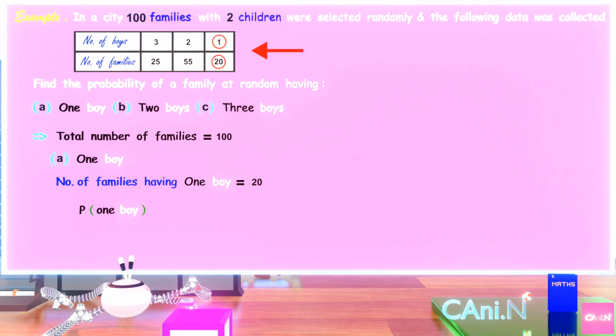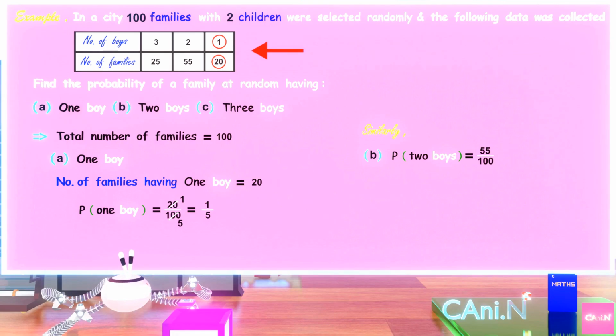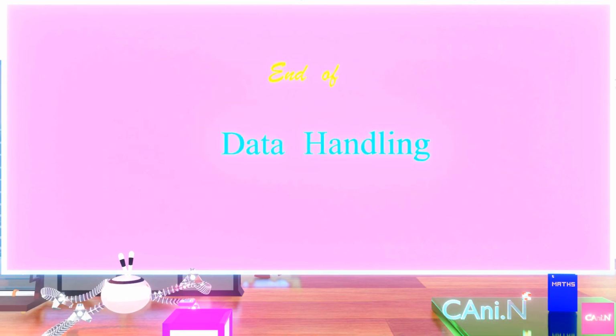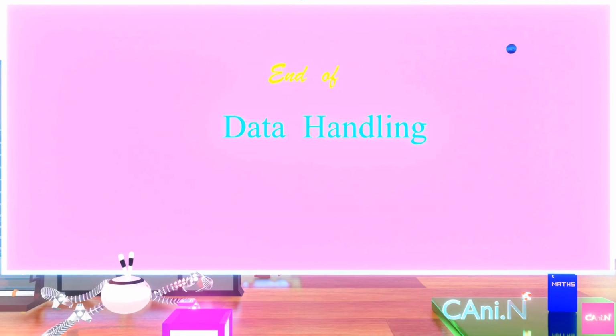Therefore, probability of a family having 1 boy equals 20 by 100 equals 1 by 5. Similarly, probability of a family having 2 boys equals 55 by 100 equals 11 by 20. Probability of a family having 3 boys equals 25 by 100 equals 1 by 4. This ends our topic on data handling.